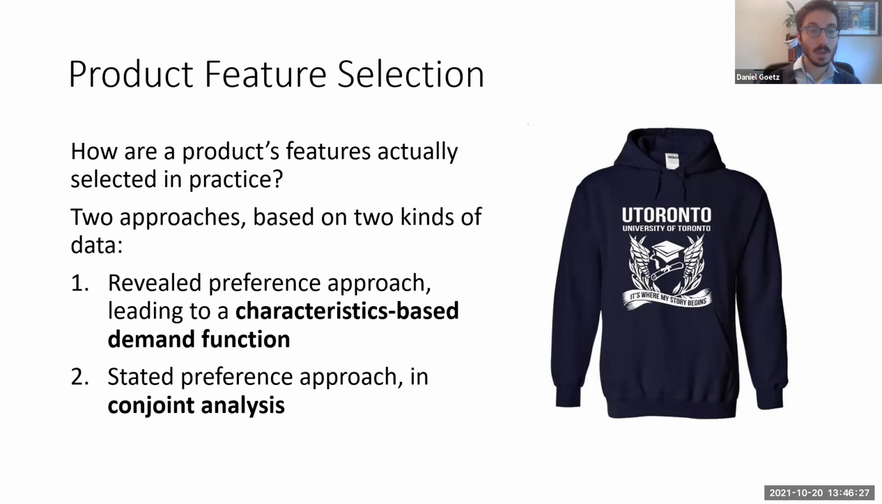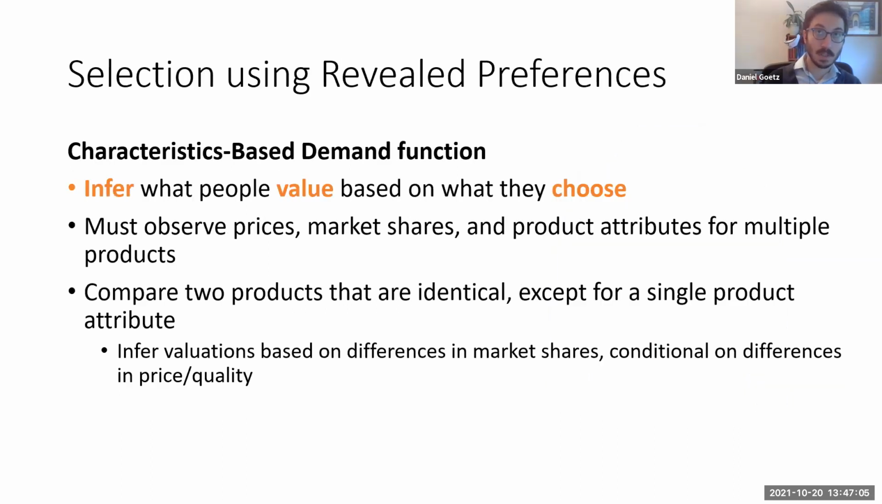Okay. There are basically two approaches that companies take to make their product feature selections, and they're based on two different types of data. The first type is a revealed preference approach, which leads to a characteristics-based demand function. That's what we'll focus on mostly in this course. The second type is a stated preference approach, in conjoint analysis. Okay, so let's put some actual meat to these definitions. What does it mean to select product attributes using revealed preferences?